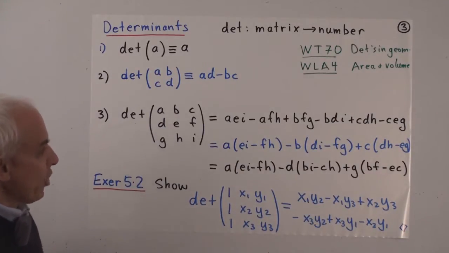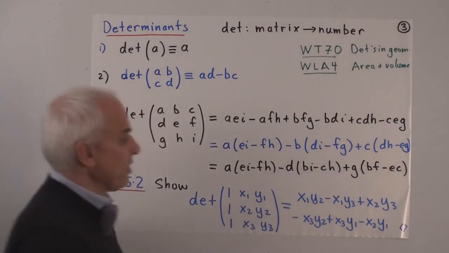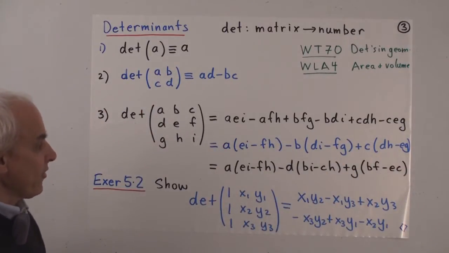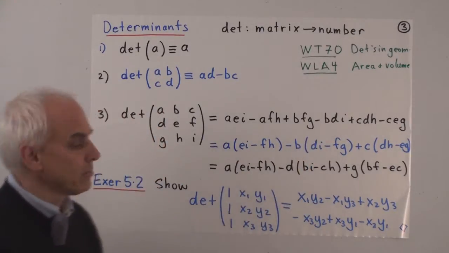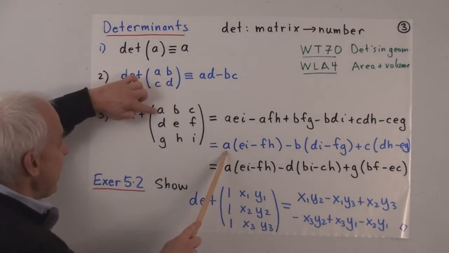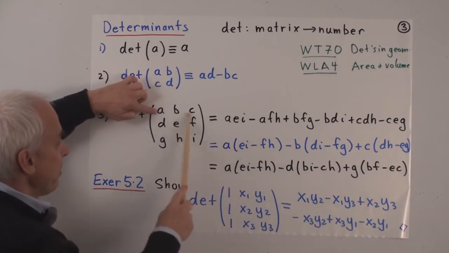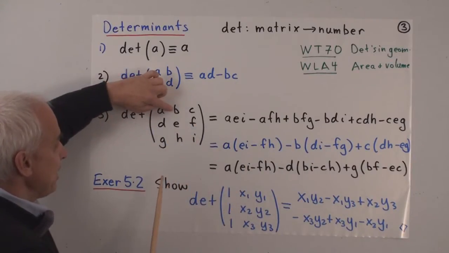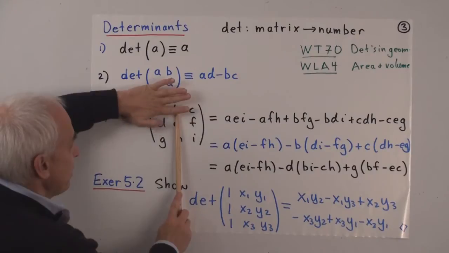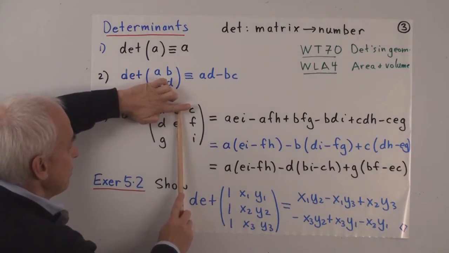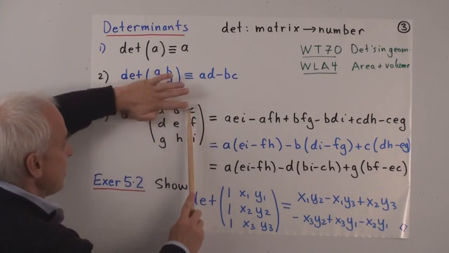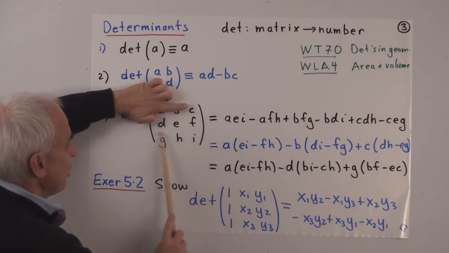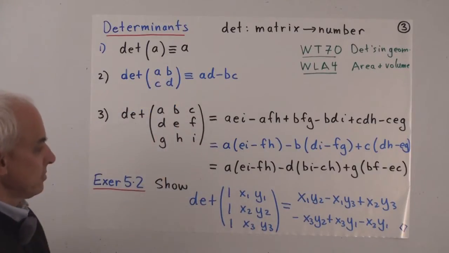You should probably also know that a determinant like this can be rewritten in a number of different ways. So here's one way of rewriting it. Please check that it's actually equal. It's A times this 2 by 2 determinant here, and then minus B times this 2 by 2 determinant, the one obtained by eliminating the row and column through B, di minus fg, plus C times this 2 by 2 determinant, the determinant of that 2 by 2 block.